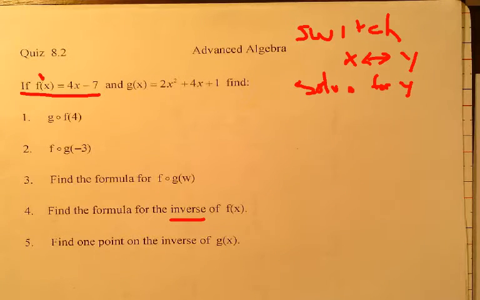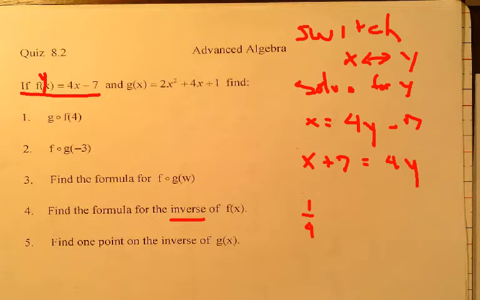So remember, this is y, the same thing as y. So if I switch the x and y, I'm going to get x equals 4y minus 7. Then I have to add 7, and that equals that. And then I have to divide by 4. And that is the inverse, right?